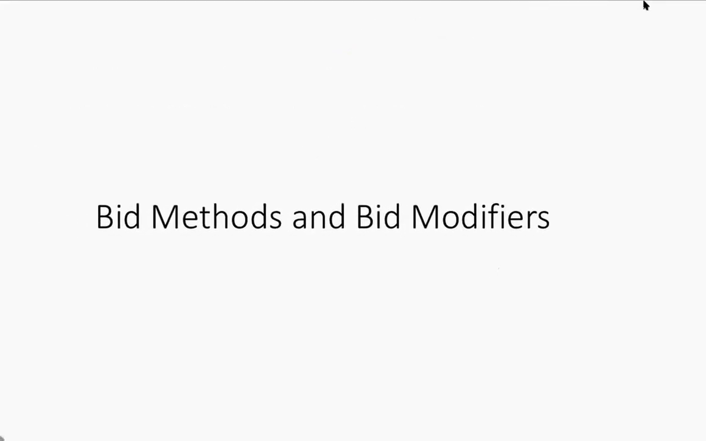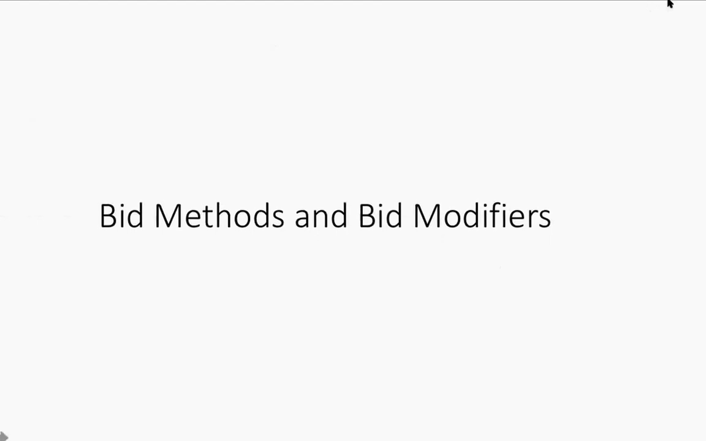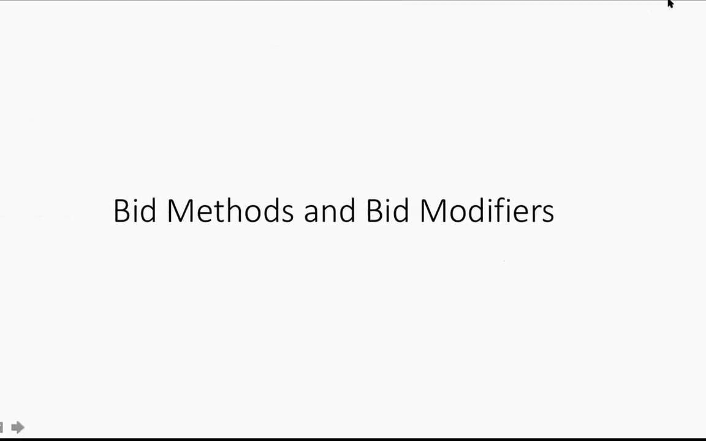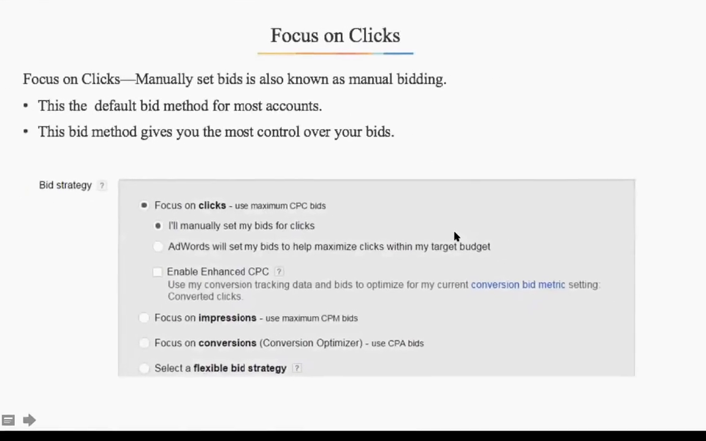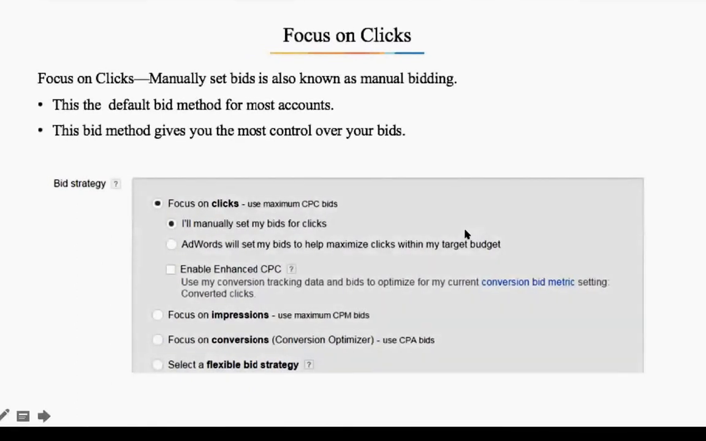Now, bidding method, guys. At that point of time, we just selected one of the bidding methods. That was the manual. Otherwise, there are various other bidding methods at the campaign level, guys. And there's a bid modifier too. But the first bidding method is the one which asks the advertiser to focus on clicks, which is the manual one only, which I did select at that point of time.